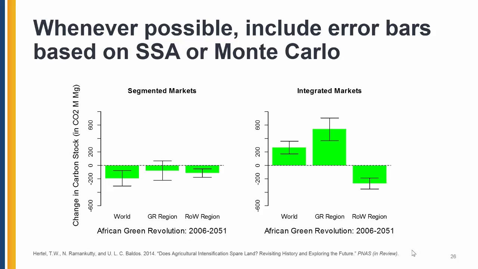And on the right-hand panel, it shows with integrated markets, it's a very different outcome. So readers want to know whether a given result is significant or whether it's just a number that's not really different from zero. So these are generated by sampling from distributions on all of the key parameters in the model.